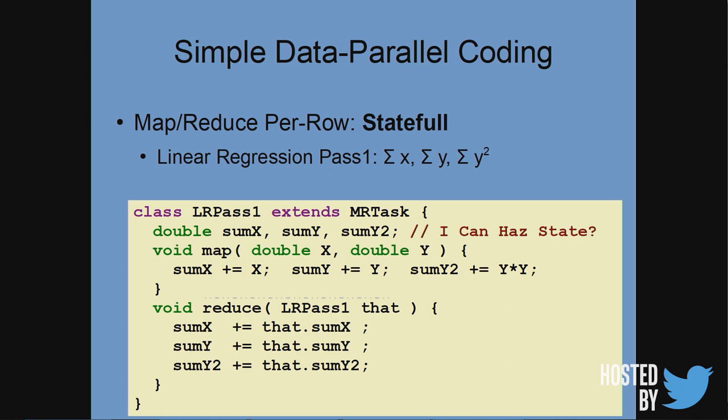And if I want to do three sums of squares, I can have stateful objects for which I'm going to do individual sums, and the reduction's going to go across. So in this case, I'm summing three things. I'm doing the first pass of simple linear regression here. So it's not the same kind of coding style that you get out of Spark.